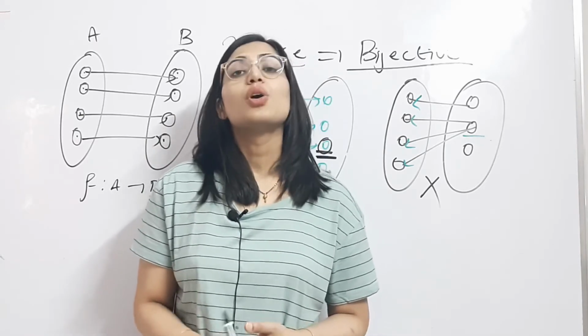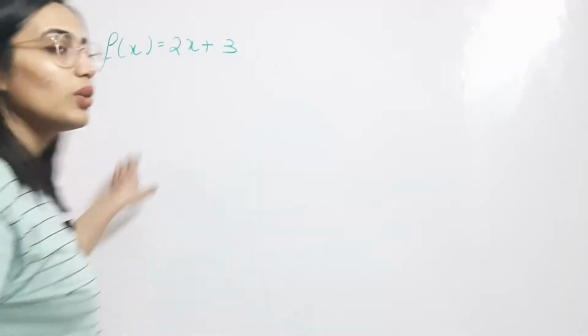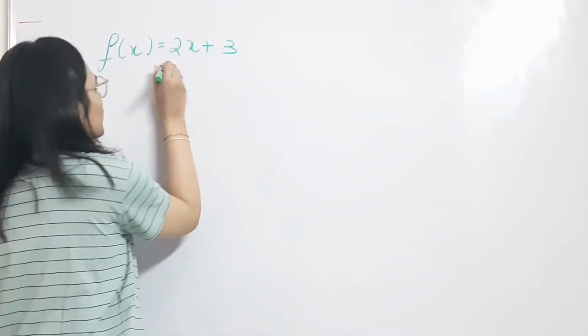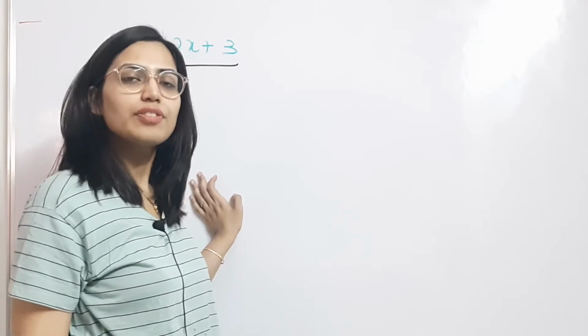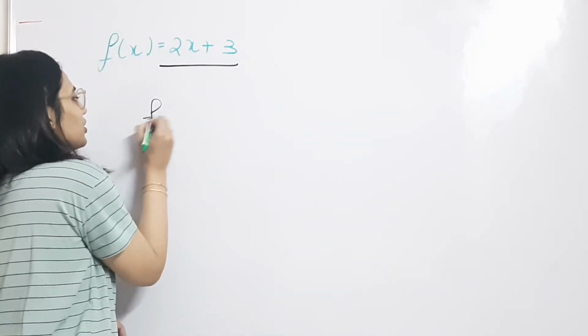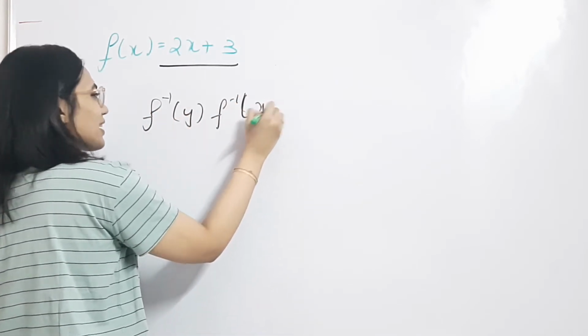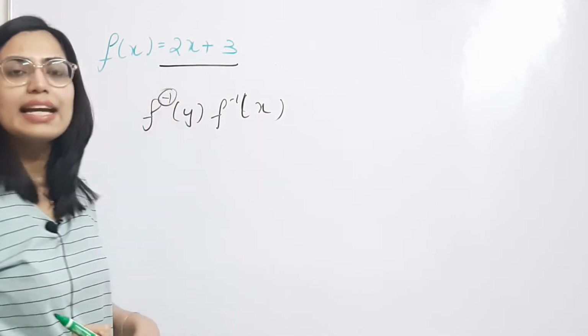Okay, so now let's see a quick example on inverse function. This is a question: f of x is equal to 2x plus 3, wherein you need to find the inverse of this function. How do we denote the inverse of the function? You'll denote this as f inverse, so and so, f inverse y, f inverse x, etc. But this is how you denote the inverse of a function.